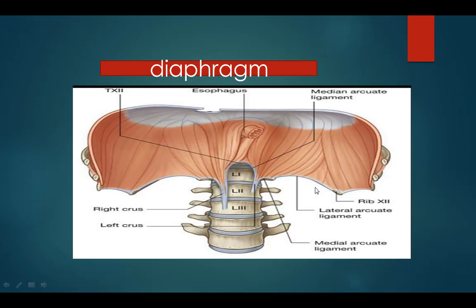Again, here this is the diaphragm. As you can see, this is the right crus, L1, 2, 3. This is the left one, just L1 and L2. Here we have the median arcuate, medial arcuate, and lateral arcuate. The median connects the two crura, the medial connects the lumbar vertebra to the transverse process, and the lateral goes from the transverse process to the 12th rib.